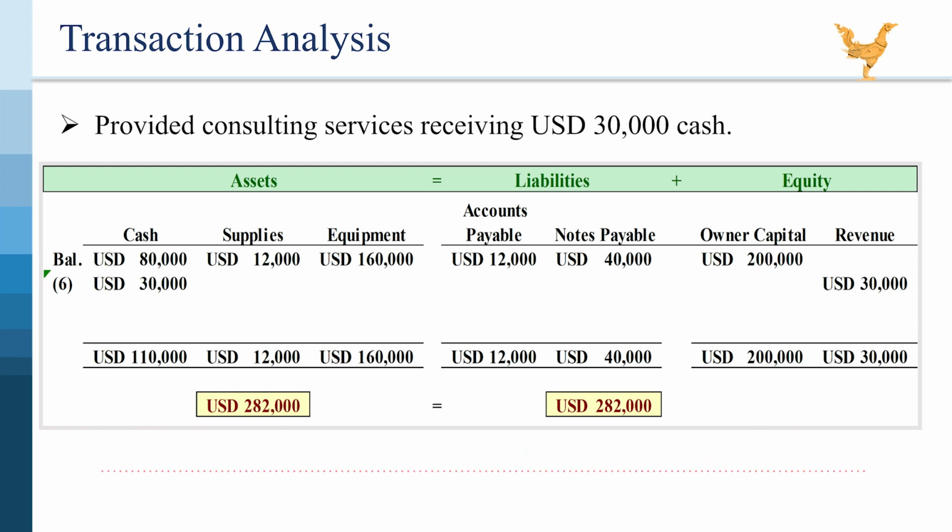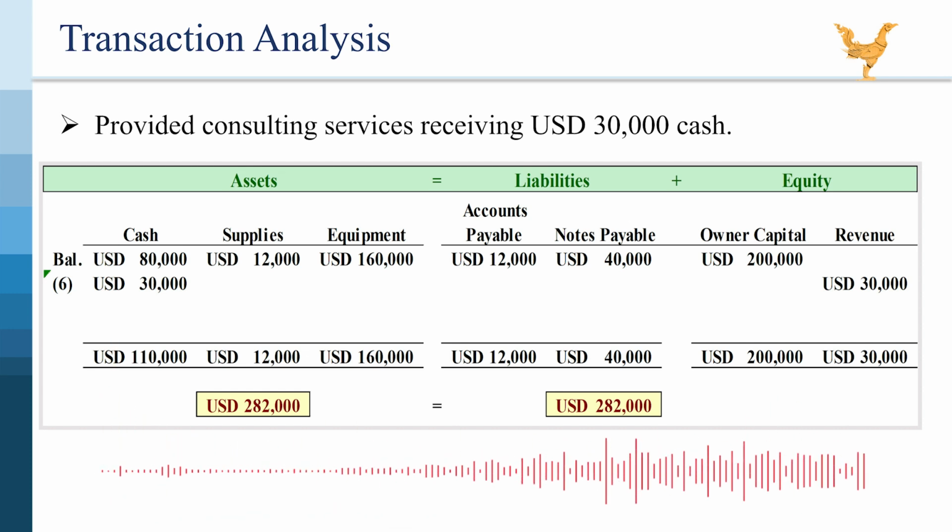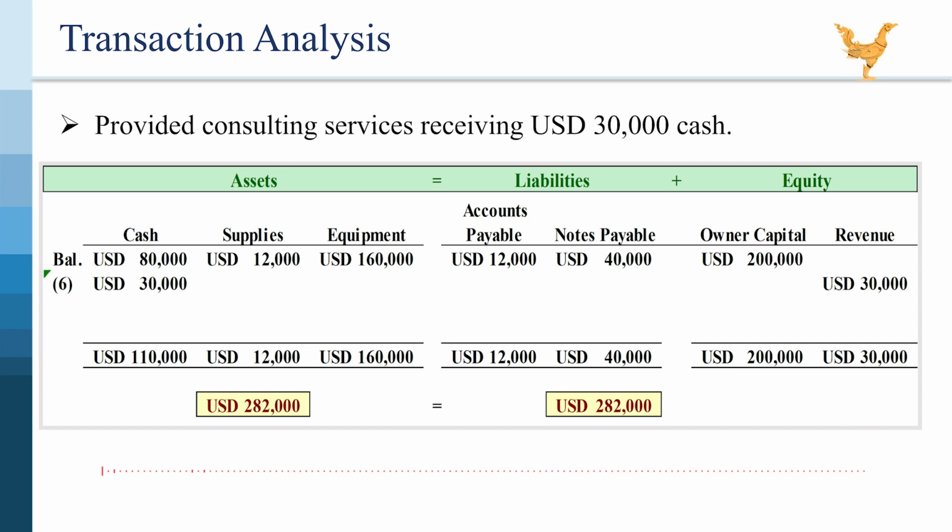The bigger picture. Total assets. The cash increase brings the total assets of the company to $282,000. This means the company has $282,000 worth of resources it can use in its operations.